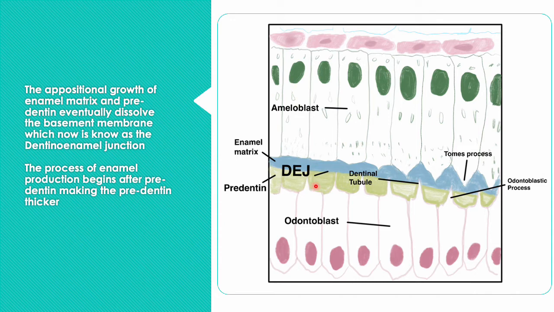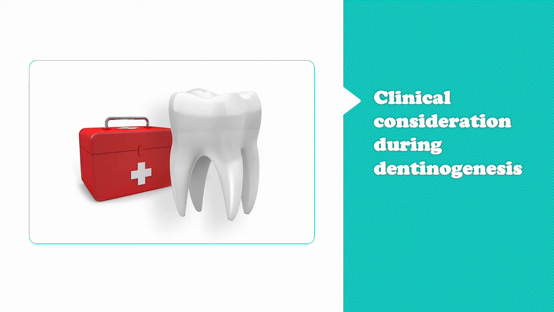The appositional growth of enamel matrix and predentin eventually dissolve the basement membrane, which will be known as the dentino-enamel junction. The process of enamel production begins after the production of predentin, therefore making the predentin thicker. As we know, the process of making new body parts is a very delicate one. Now we will visit some clinical considerations during dentinogenesis.